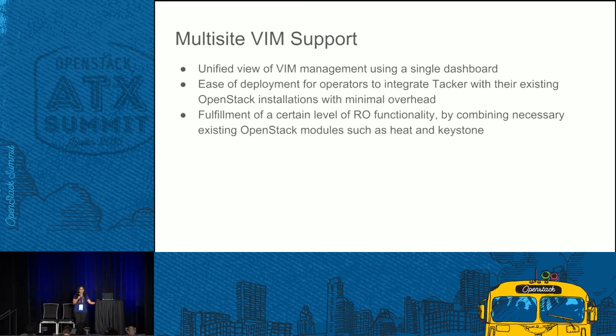So a quick overview of the feature: it provides a single pane of glass view for the operator to manage multiple OpenStack sites using the VIM management feature. The feature itself is easy to deploy in existing OpenStack installations. The operator can just install Tacker on one single controller node and be able to talk to multiple OpenStack instances. Tacker itself heavily uses Heat and Keystone services in the background, so Tacker automatically talks to the other OpenStack services such as Heat and Keystone on the remote sites to perform the resource orchestration functionality.